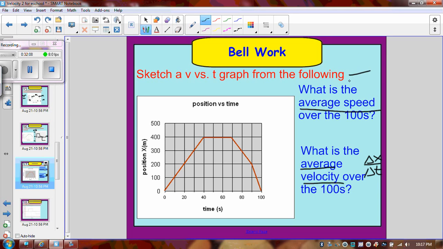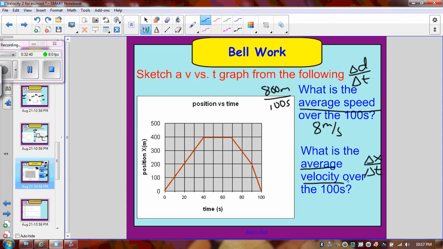So time is going to still be the same, but instead of doing change in position, I'm going to simply talk about change in distance, or just simply distance. If I look at the distance covered by this object, the object went up 400 meters, stayed still, and then went back down 400 meters. So the object moved 800 meters in a span of 100 seconds. So the average speed would be 8 meters per second.